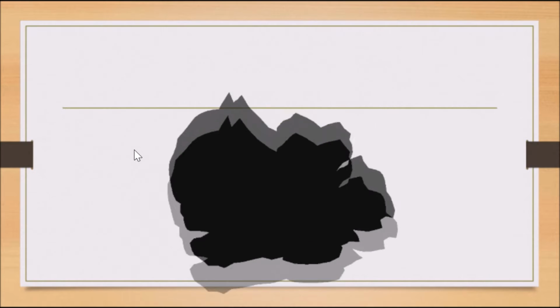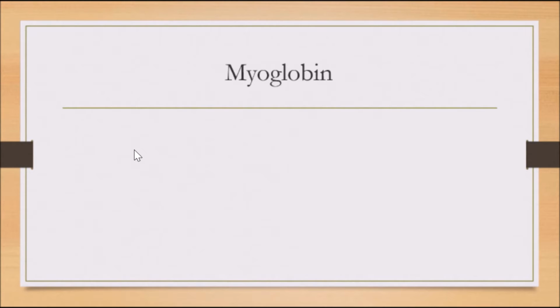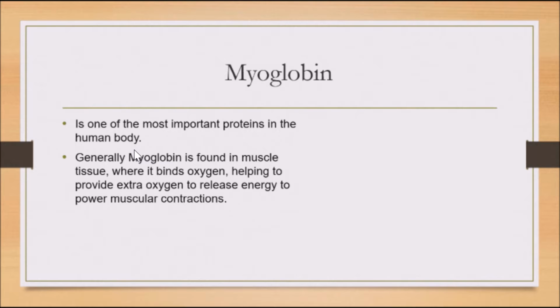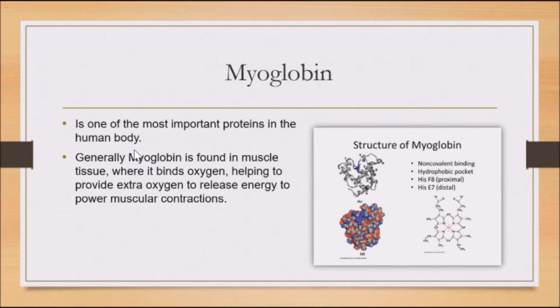Now I'm gonna talk about myoglobin. Myoglobin is one of the most important proteins in the human body. Generally it is found in muscle tissue. It binds oxygen, helping to provide extra oxygen to release energy to power muscular contractions.